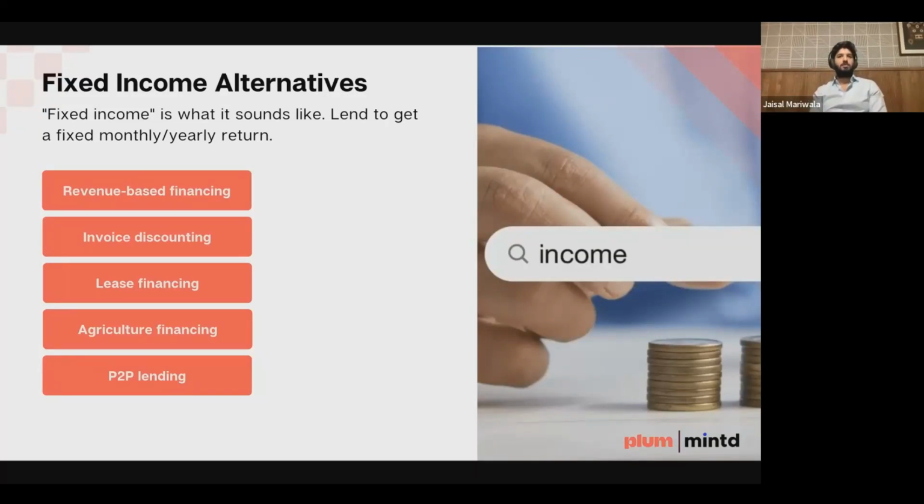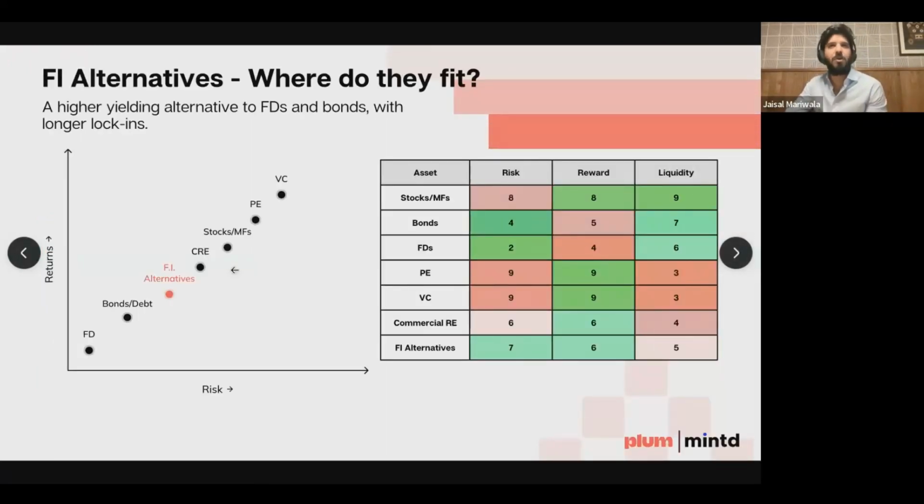Now, there are many companies and startups popping up that offer you different alternatives to fixed income products with higher returns. Some types of these are revenue-based financing, invoice discounting, lease financing, P2P lending. These are all different types of fixed income products. We're not going to dive into each of them individually because they offer a whole range of risks and reward. So instead, we'll talk about general themes you should think about when investing in fixed income alternatives.